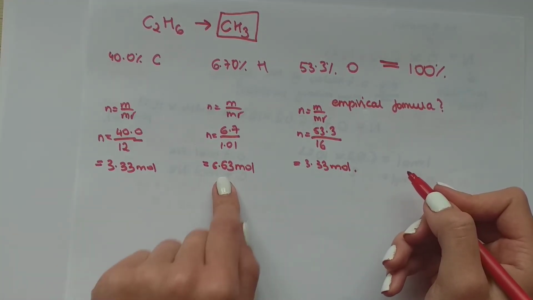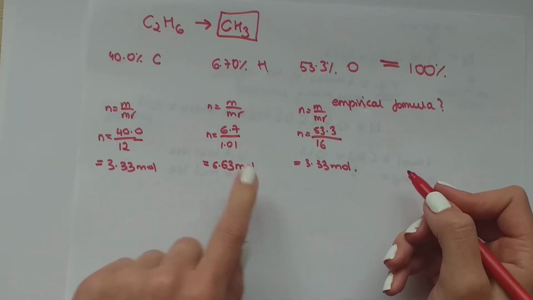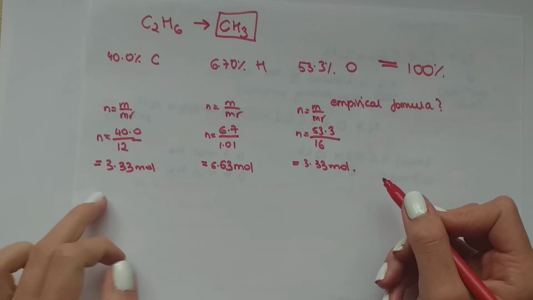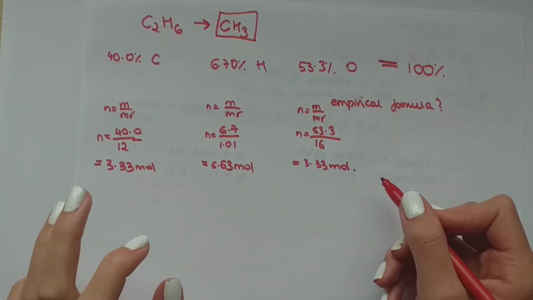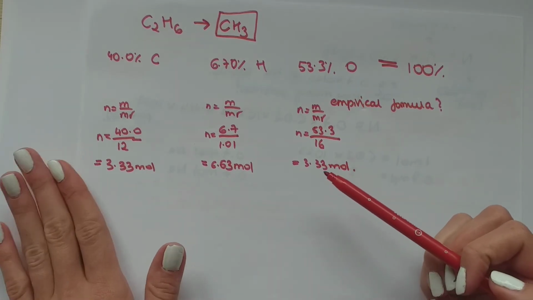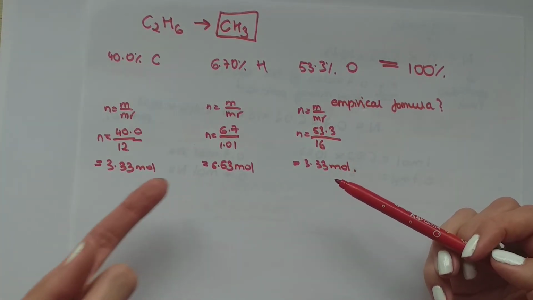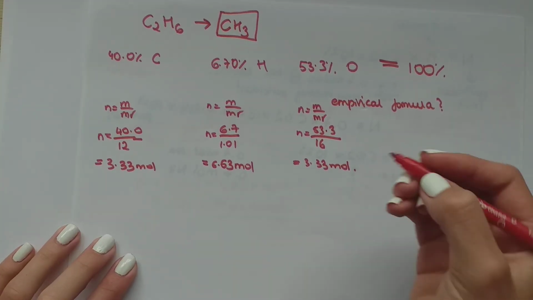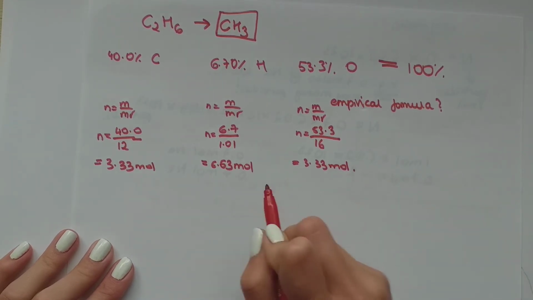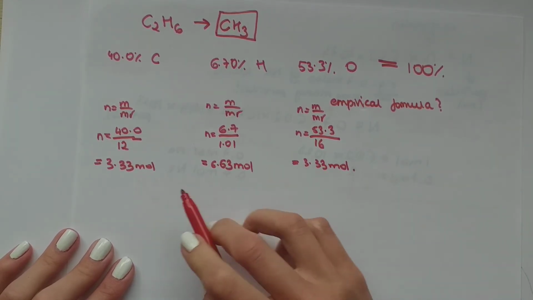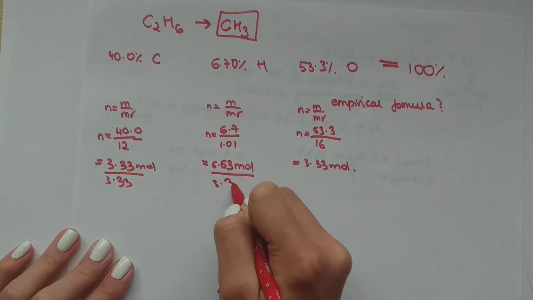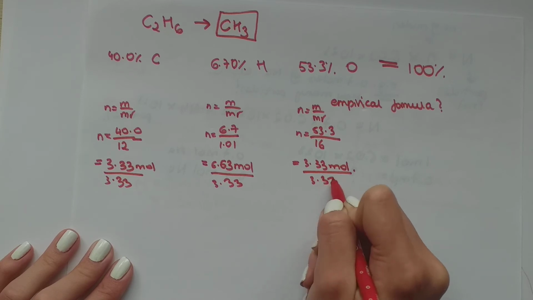This is a molar ratio of these three atoms in the compound. However, these numbers are not very clear. Some people may not see the ratio straight away, some people may, but it's very difficult to see because they're not whole numbers. So we want to make them whole numbers. So what you do is divide all three of them by the smallest number. Our smallest number here is 3.33. So each of these answers has to be divided by 3.33.